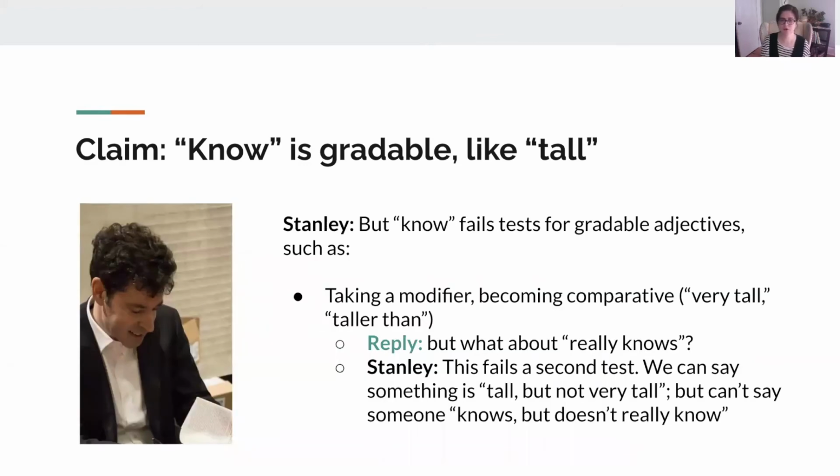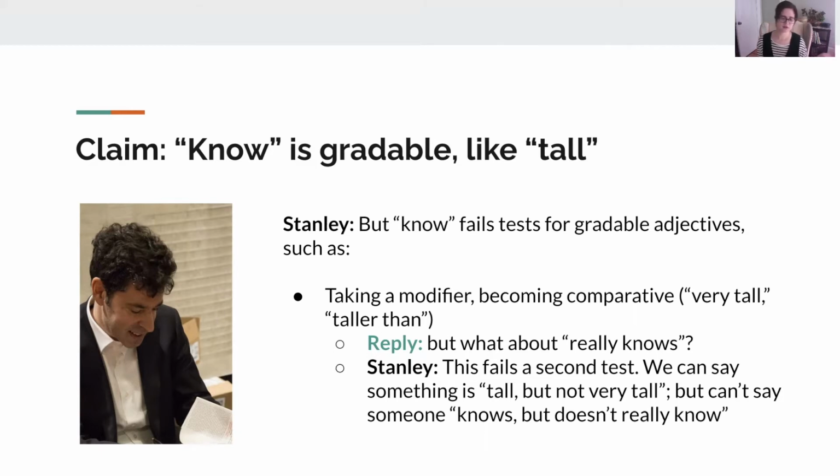Stanley says, but no, the word know fails tests for gradable adjectives. So he's going to point out a few different kinds of discrepancies between things that we know are gradable words and the word know. This is our first example. Taking a modifier or becoming comparative is possible for gradable adjectives. So for example, you can say something is very tall, or you can compare a tall thing to another thing by saying it's taller than the other thing. And you can't do that with know, thinks Stanley.